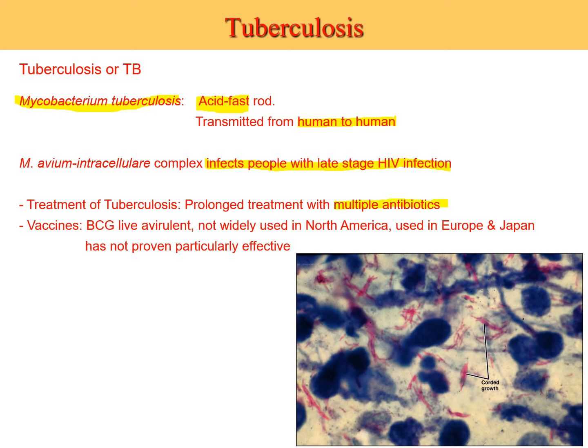There is a vaccine. It is called BCG. BCG happens to stand for Bacille Calmette-Guerin. It was developed a long time ago. It is a live, avirulent form of the tuberculosis organism. It doesn't cause the disease, and they do use it as a vaccine, but it is not widely used at all in North America. It is used in parts of Europe and Japan, but has not been proven to be particularly effective, and that's why it's not used in North America.